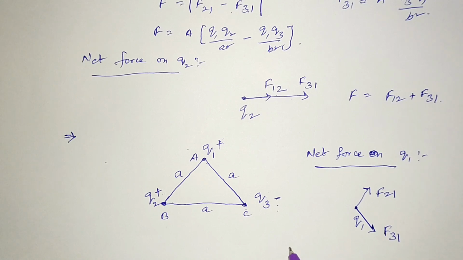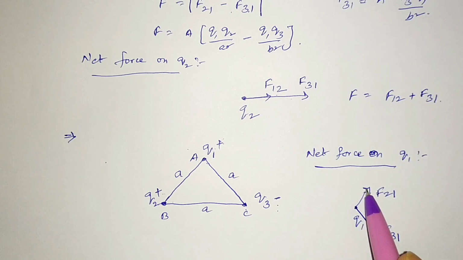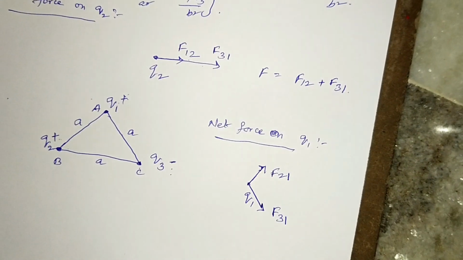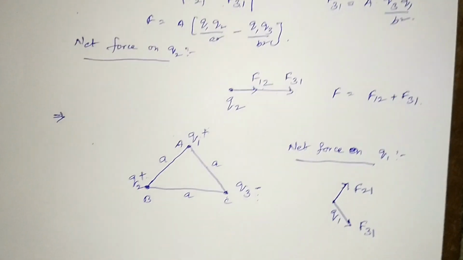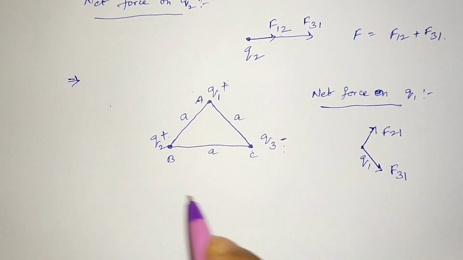Now what is the net force? Net force is the resultant of these two forces. If they are in the same direction we add, opposite direction we subtract, but here there is some angle between them. They are not in the same direction, they are not in the opposite direction. In this case we will be using the parallelogram law of vector addition. Do you remember that? Yes.